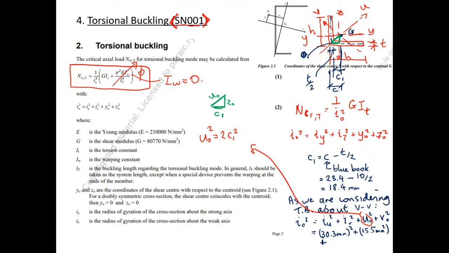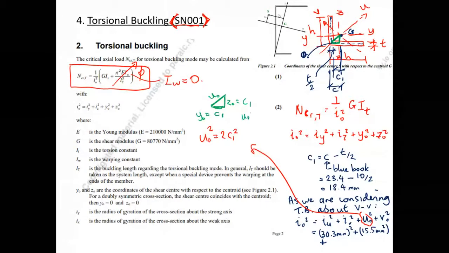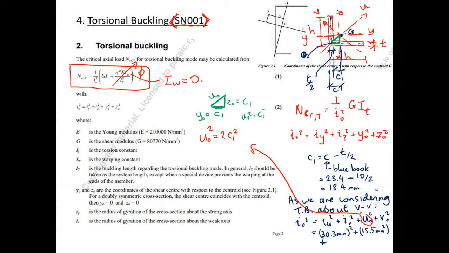Height from there. So from that I know that C1, sorry, that's Y naught, and Z1 is equal to C1 as well. So I know from Pythagoras' theorem that U naught squared equals C1 squared plus C1 squared. And then that's obviously U naught squared equals 2C1 squared. So that's just Pythagoras' theorem.